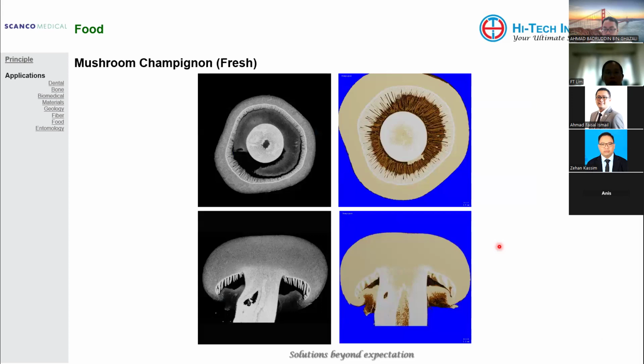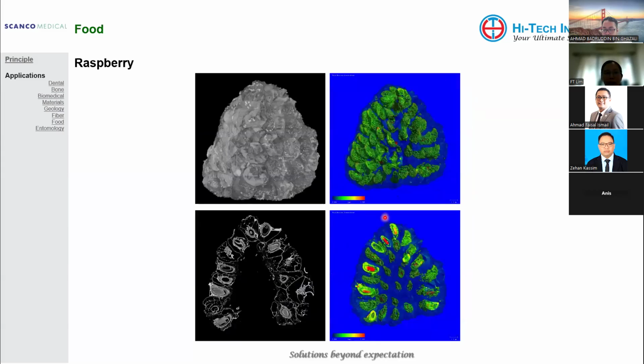So this is also an image of a mushroom. You can color it and make it look like a real drawing of a mushroom. And this is a dried raspberry. So you can look at the interior structures of a dried raspberry.